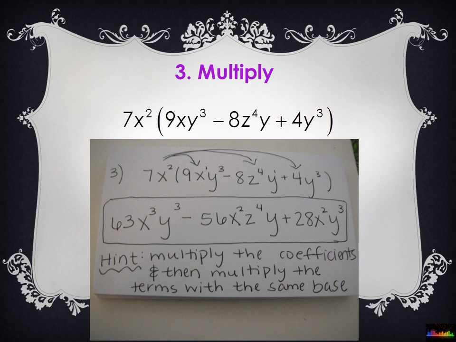Then we multiply 7x squared by the last term of the polynomial. We multiply the coefficients first. 7 times 4 is 28. And then we've got x squared and y to the third. None of those have the same base, so there's nothing we need to combine in the exponents. We just get 28x squared y cubed.